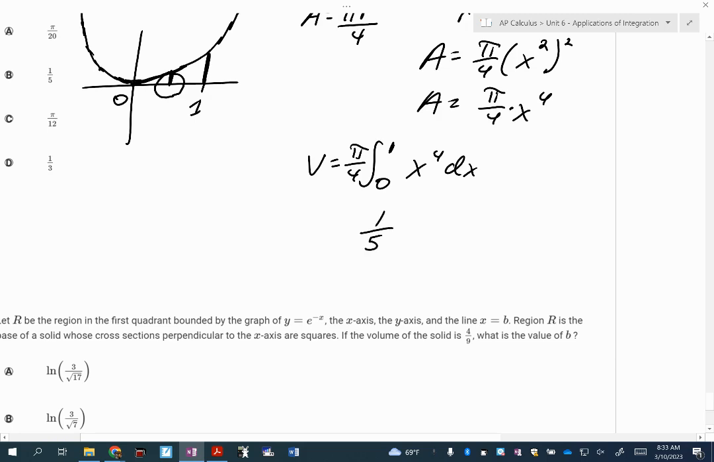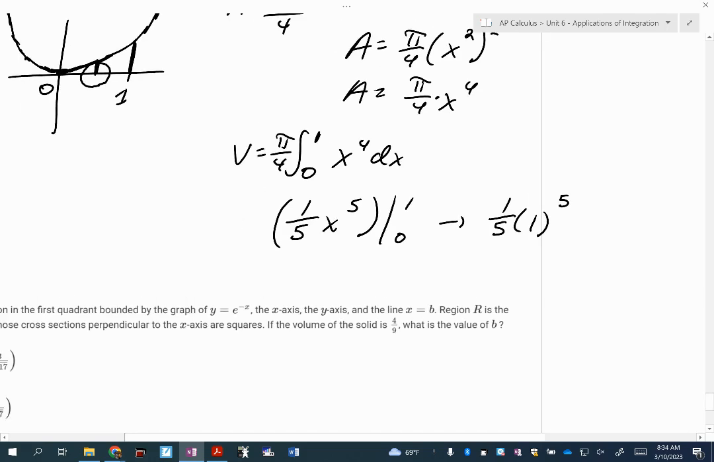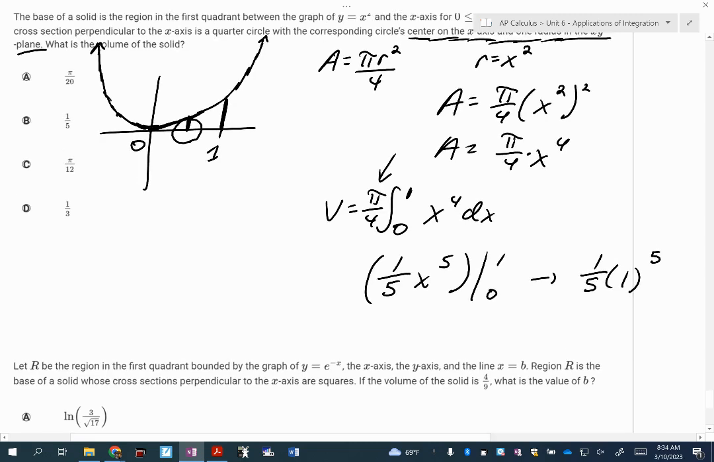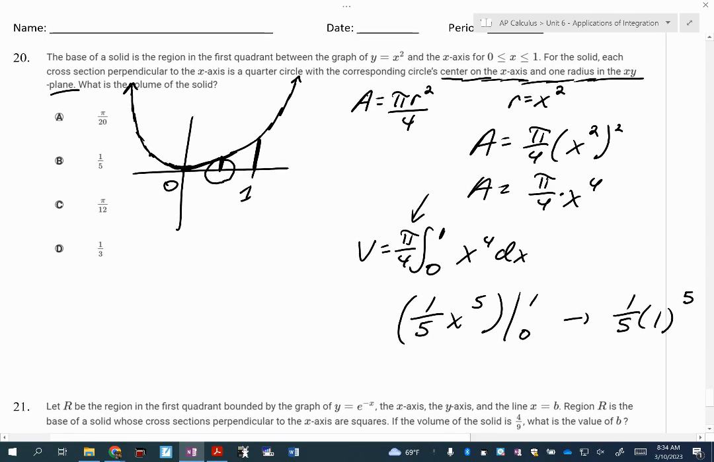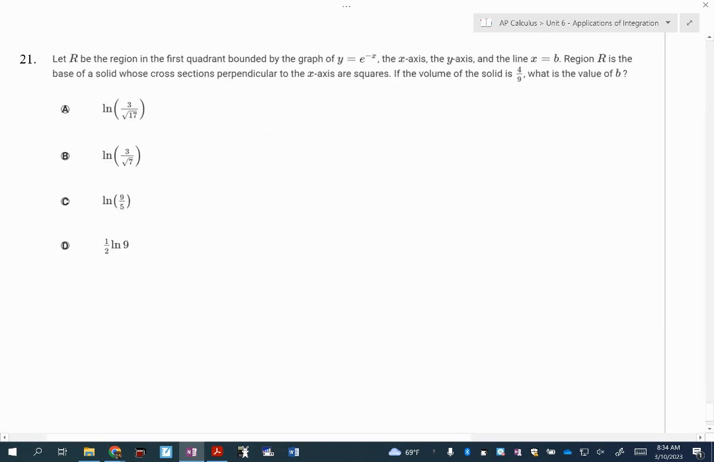So integrate, you get 1/5 x to the fifth power. Evaluate it at 1 and 0. Again, just like last time, you're just going to need to plug in the 1. 1 to the fifth power is 1. 1 times 1/5 is 1/5. And then don't forget to multiply by that pi over 4 in front. So 1/5 times pi over 4 is pi over 20. So those are going to be, like I said, the most challenging ones. So we'll make sure we go over them, and I'll do my best to help you get those right on the test. Okay, last one.